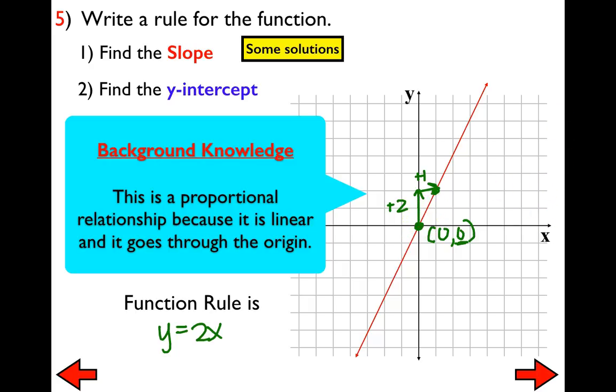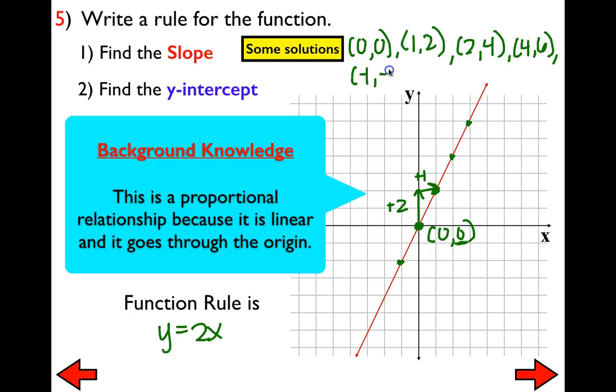So real quick, what would some solutions be? This one would be a solution, 0, 0. 1, 2 would be a solution. This would be a solution which is 2, 4. This would be a solution which is 4, 6. This would be a solution which would be -1, -2. This would be a solution, and this would be a solution. So again, I'm not going to list them all for you, but you understand any of these points on the line are solutions to the function.